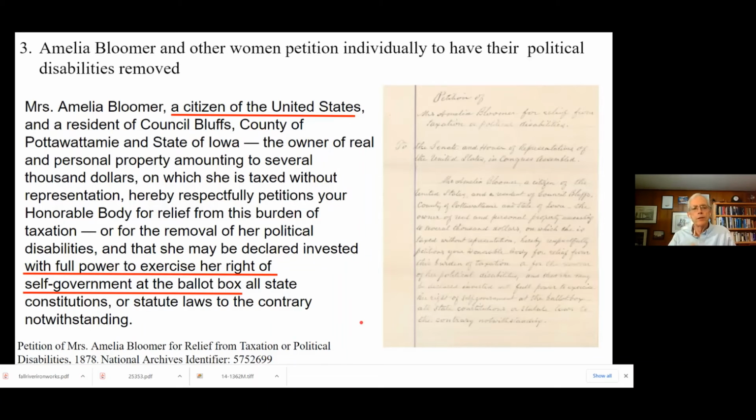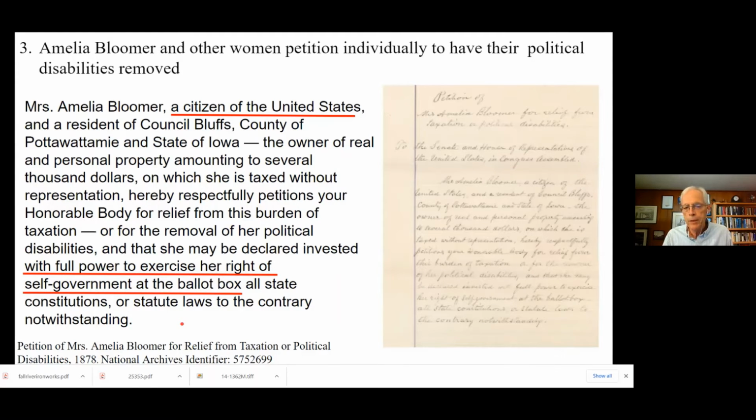Now notice what she says. She's the owner of real and personal property amounting to several $1,000s on which she is taxed without representation. And she hereby respectfully petitions your honorable body for relief from this burden of taxation, or for the removal of her political disabilities, that she may be declared invested with full power to exercise her right of self-government at the ballot box. Okay, it's 1877 when this petition comes in.